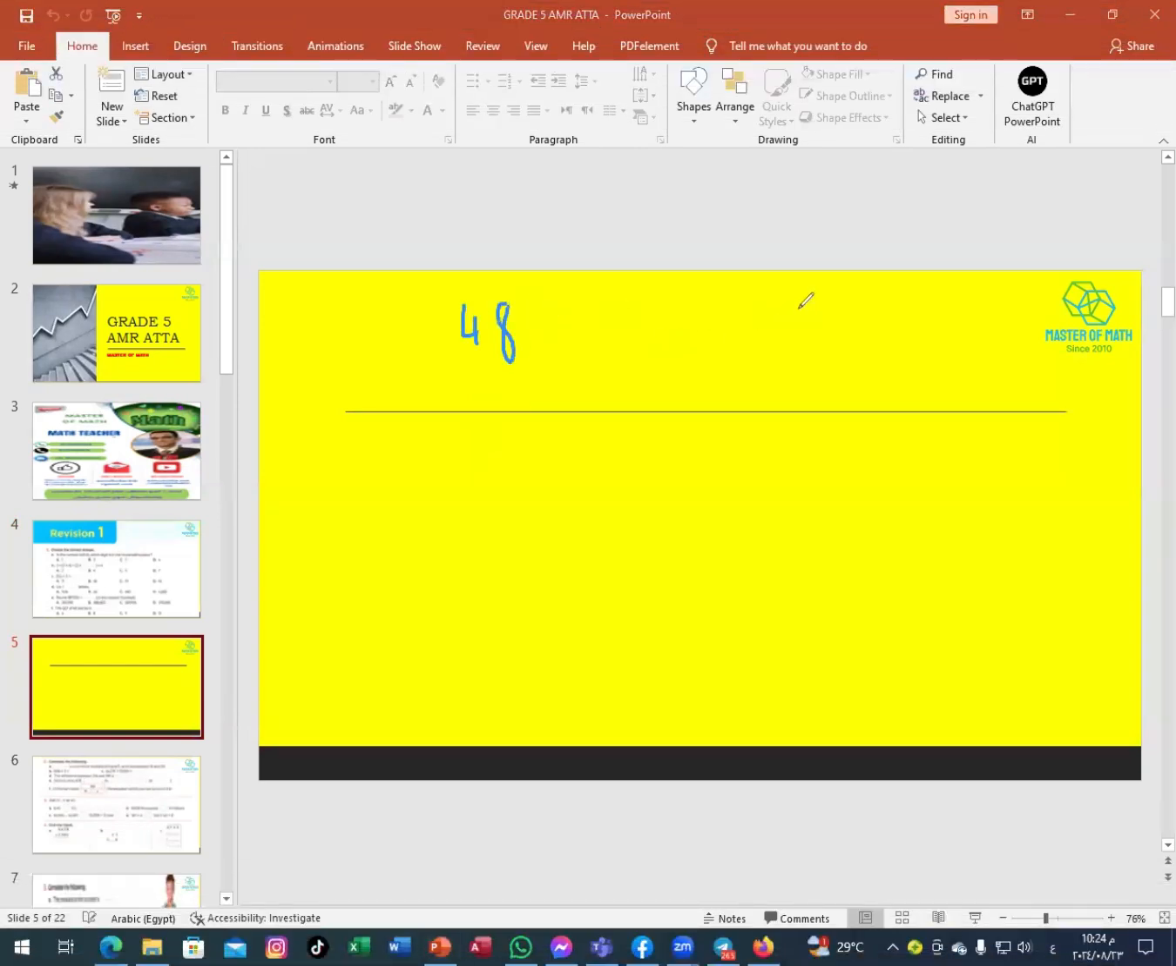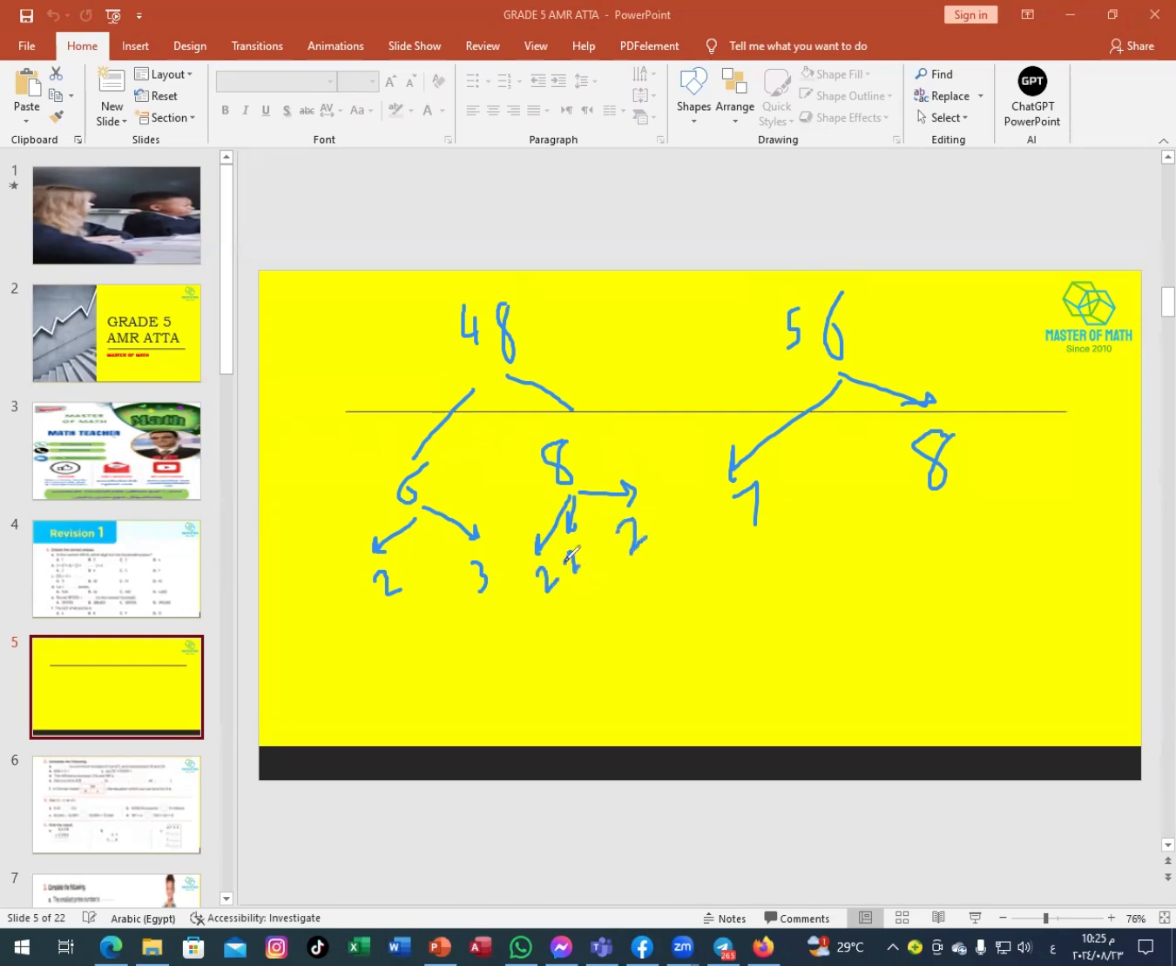48 and 56. We have to factorize these numbers. 48 is 6 times 8, and 56 is 7 times 8. Okay? 6 is 2 times 3, and 8 is 2 times 2 times 2. We can put it as 4 times 2 and factorize 4 to its prime factors, 2 times 2.